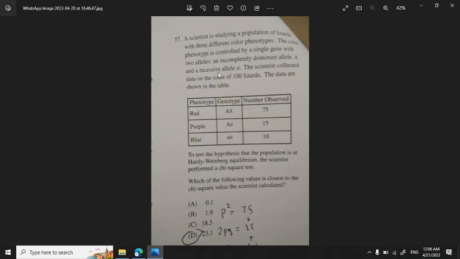Okay, I got this question from one of our students, and the question is: a scientist is studying a population of lizards with three different color phenotypes. The color phenotype is controlled by a single gene with two alleles: an incompletely dominant allele A and a recessive allele a. The scientists collected the data on the color of 100 lizards. The data are shown in the table.